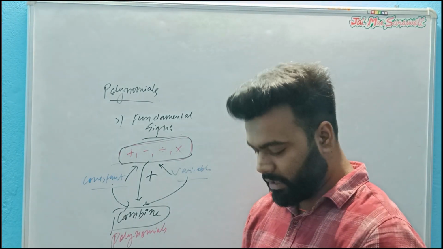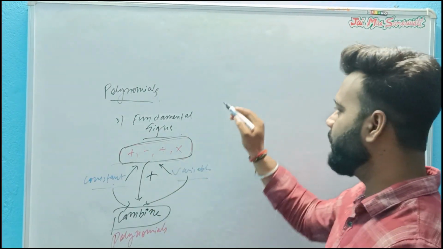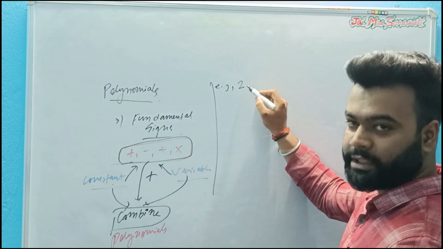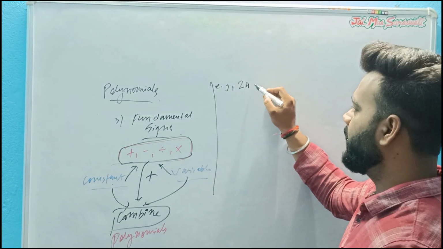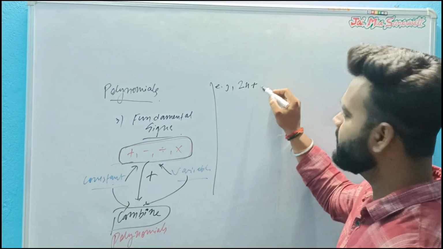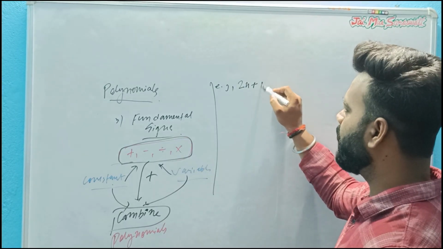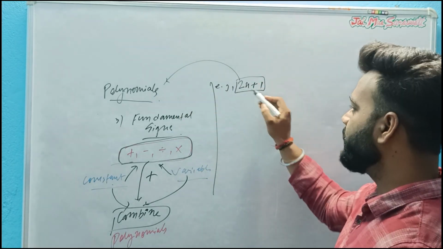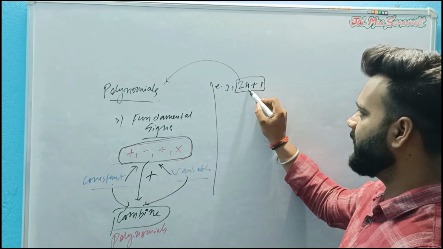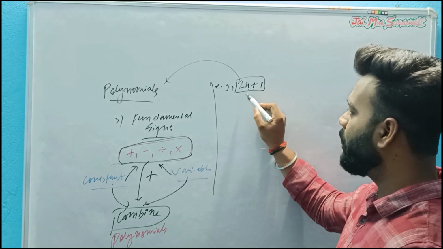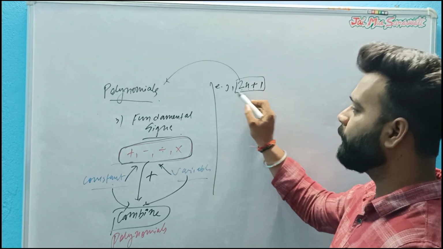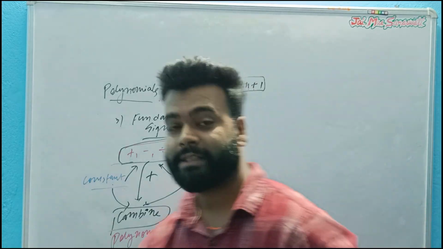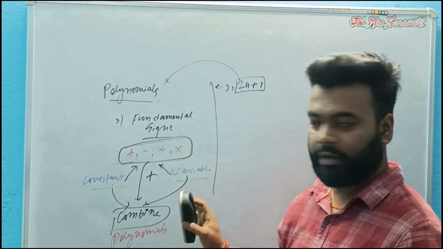I hope you understand. So we can see an example of a polynomial. Let's say 2 is a constant, x is a variable, and we are using a fundamental sign plus, and we are again using a constant, 1. So this will be considered a polynomial. You can see that it has a constant, it has a variable, it has a fundamental sign. All these combine to form a polynomial. I hope you understand what a polynomial is now.